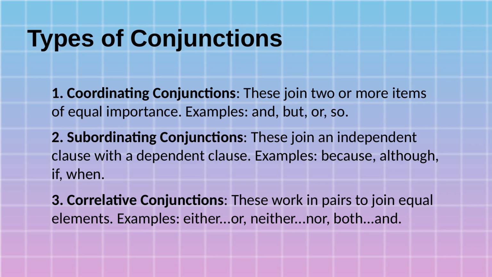Coordinating conjunctions join two or more items of equal importance. Examples include and, but, or, and so. Subordinating conjunctions join an independent clause with a dependent clause. Examples include because, although, if, and when. Lastly, correlative conjunctions work in pairs to join equal elements. Examples are either, or, neither, nor, and both, and.